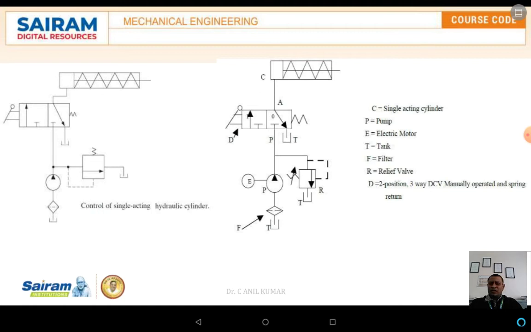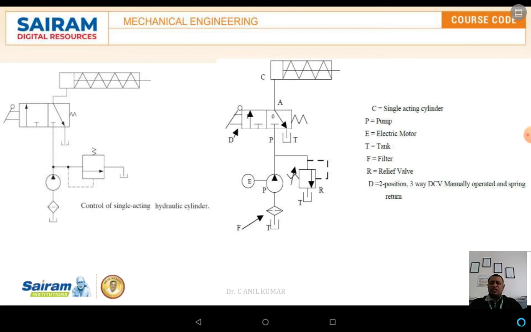As we know, the right side is the same as the left side diagram, but on the right side everything is symbolically represented, along with notations like C, P, E, T, F, R, and D. Along with that, a small explanation is given of what type of part each is. C represents the cylinder, P the pump, E the electric motor, T the tank, F the filter, R the relief valve, and D the DCV valves, which are nothing but direction control valves.